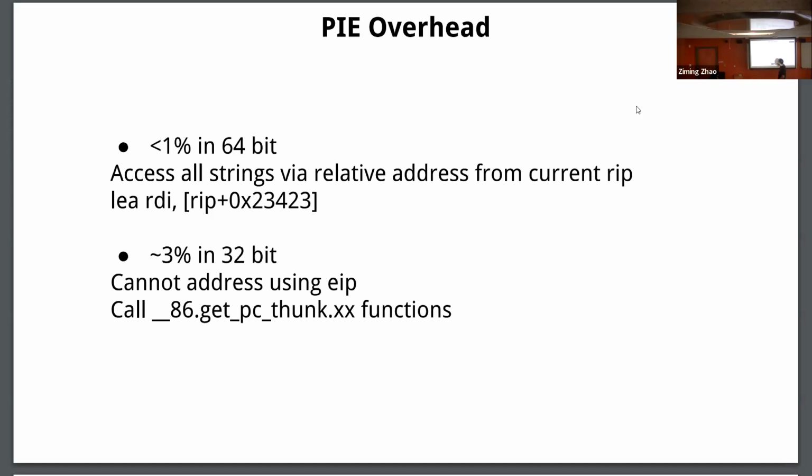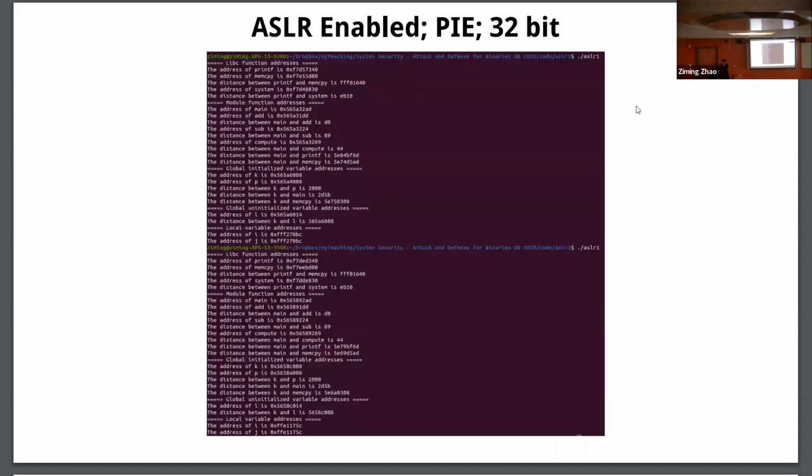However, in 32-bit, we cannot address using EIP. That's why you see functions like this, get PC with different registers. And that will bring about 3% overhead, because that's a function call and several instructions in that function.